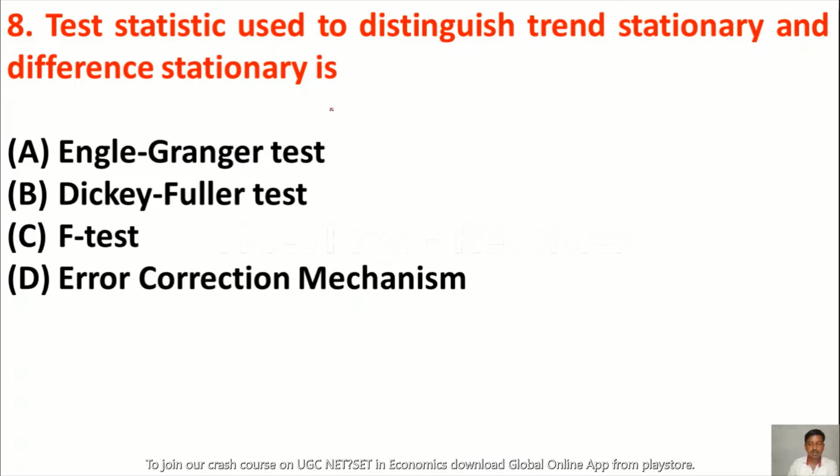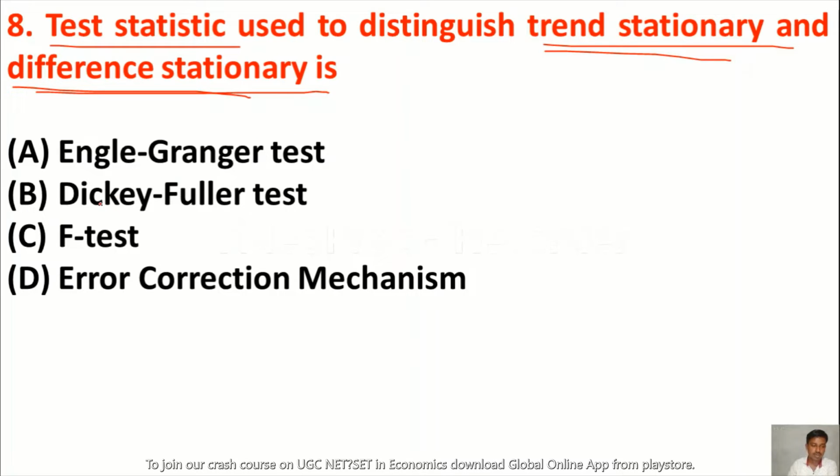Next, question number 8: the test statistic used to distinguish trend stationary and difference stationary is. Option A, Engle-Granger test. Option B, Dickey-Fuller test. Option C, F test. Option D, error correction mechanism. So here the right answer is option B, Dickey-Fuller test. So please remember, option B, Dickey-Fuller, is the right answer.